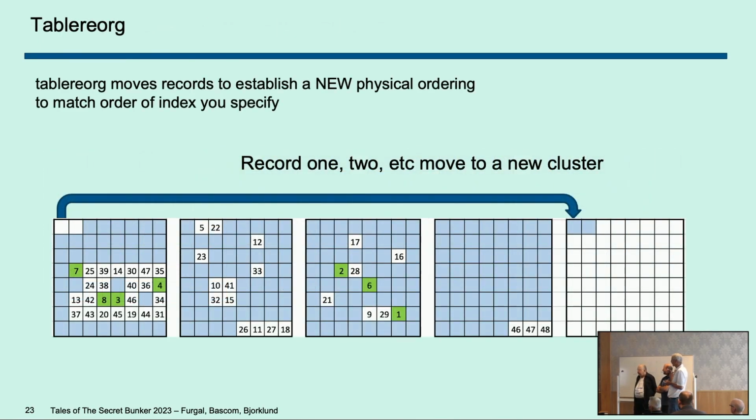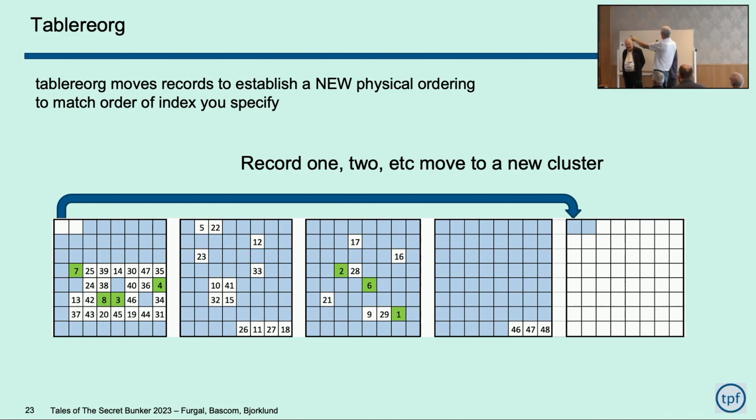So when you do a table reorg, what you're going to do is move things around to establish a new physical ordering. So we're going to take things from wherever they were, like the first couple of blocks there, and we're going to move them. Well, okay, no, these are blocks, not clusters. These are records now. Yeah, now we're talking about records. So I was lazy.